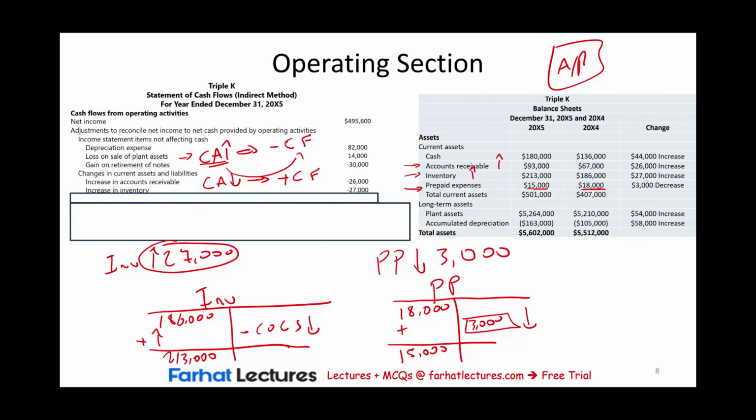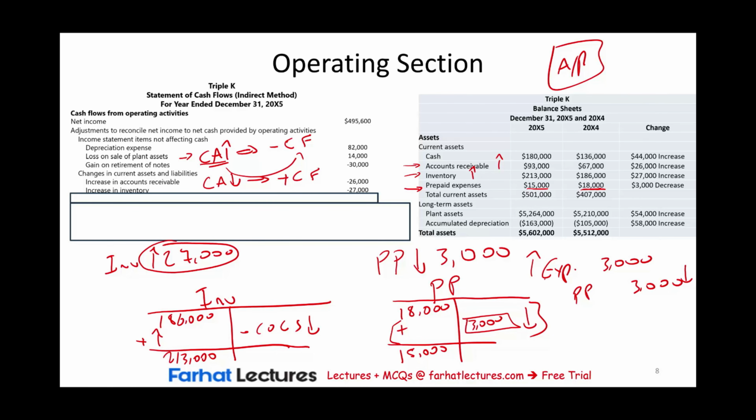So when you reduce the prepaid, how do you reduce the prepaid? How do you consume your prepaid? This is how you consume the prepaid. You debit an expense of 3,000 and you credit prepaid to reduce the prepaid by 3,000. So if we summarize all these changes, all it summarizes to is prepaid went down, expenses went up.